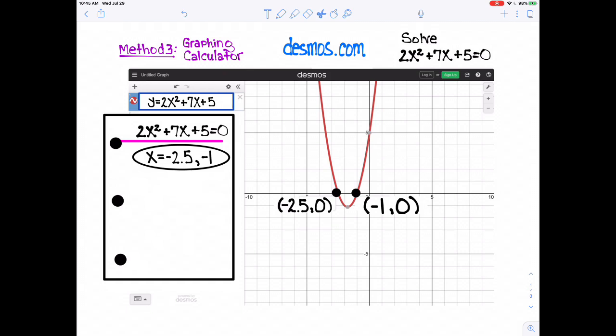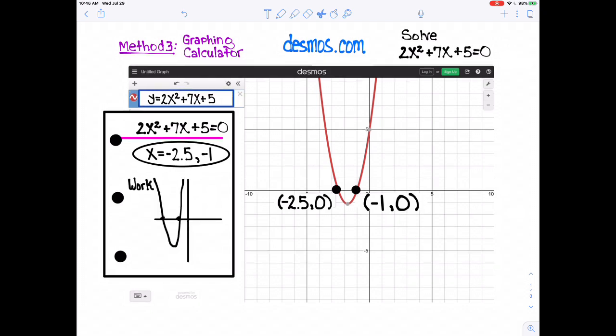Your teacher cannot see the work that you did on your graphing calculator. So to make sure that it doesn't look like you just copied the answer out of the back of the book, you want to make just a quick sketch of the graph that you see on your graphing calculator, and that will suffice as some work. Notice I've sketched just the x and y axis, the location of the parabola, and highlighted the x-intercepts.